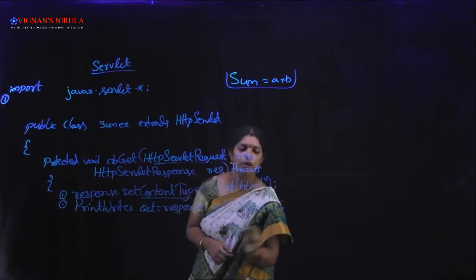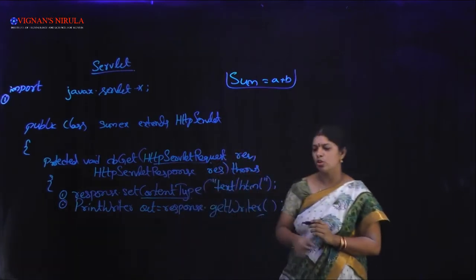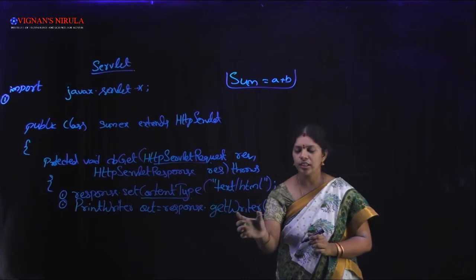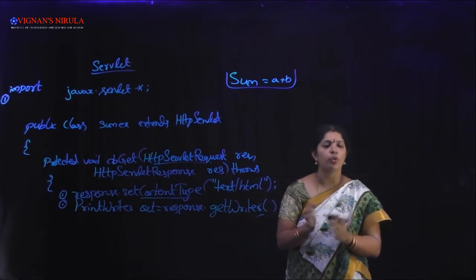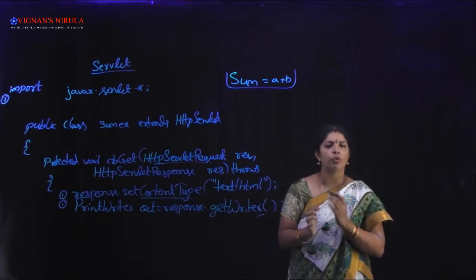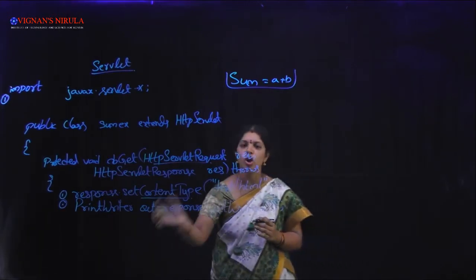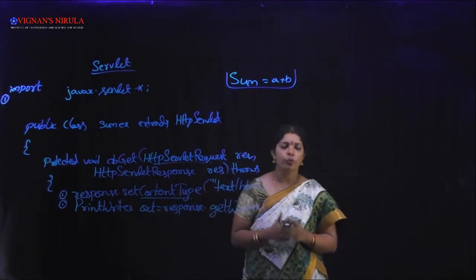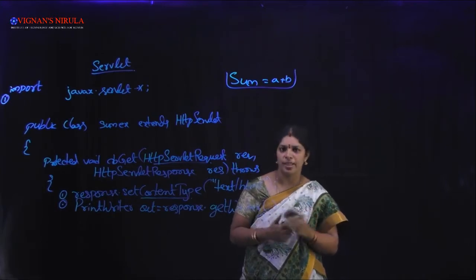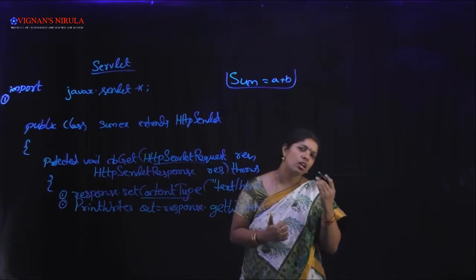So here we are using the writer method. What is the use of the writer method? By using the writer method, we want to display any messages or any outputs in our web page. We are using out.println for printing any message or any values in the web page.